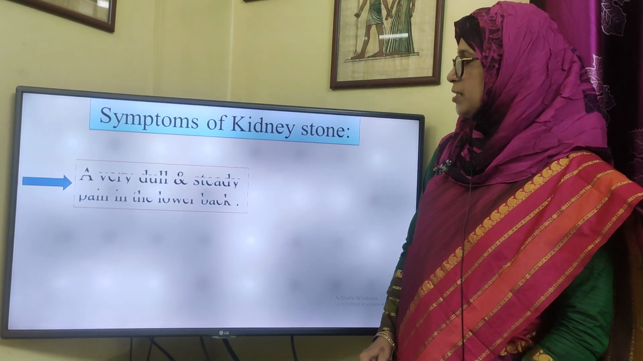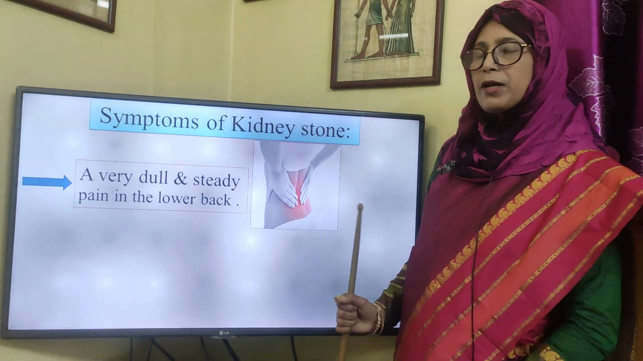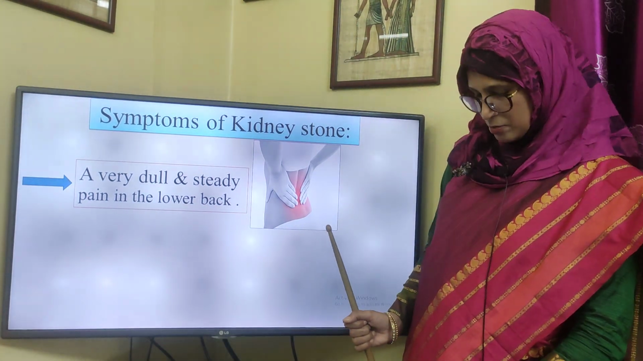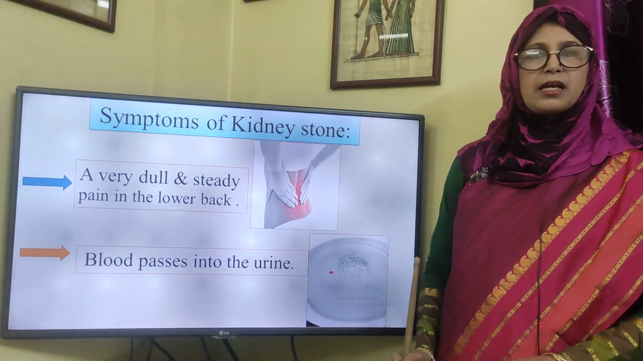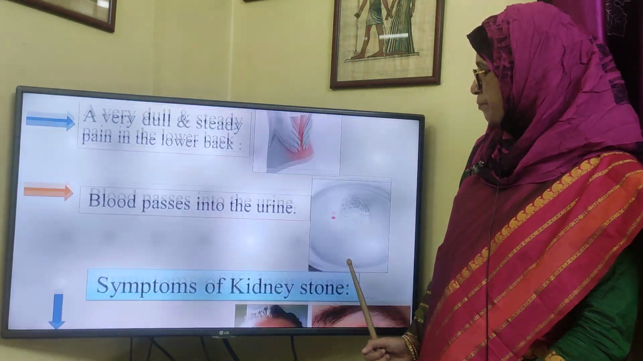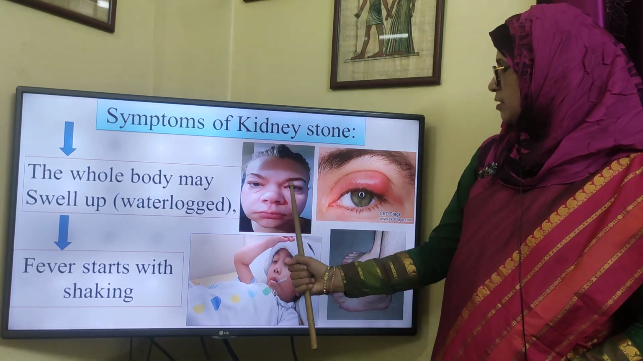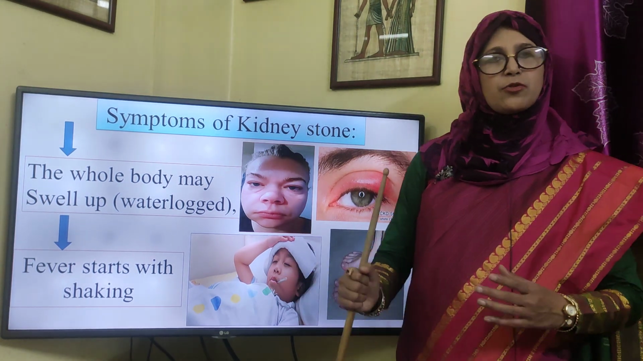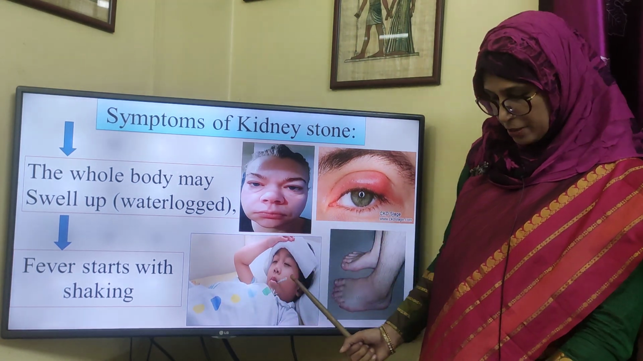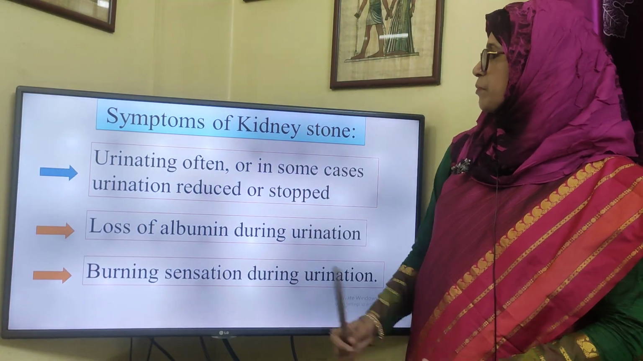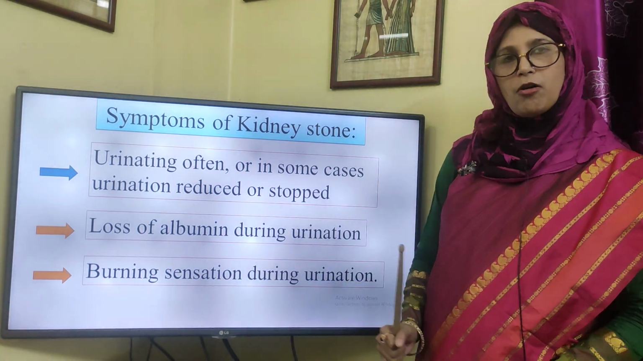Now the symptoms of kidney stone. First, a very dull and steady pain in the lower back, that is, the back side will pain in the lower side. Then blood passes from the urine sometimes. Third, the whole body may swell up. See here the eyelids, then the face or legs, that means the whole body may swell up with water retention, and fever starts with shaking. These are the symptoms. Another symptom is urination goes often, and in some cases urination is reduced or stops.